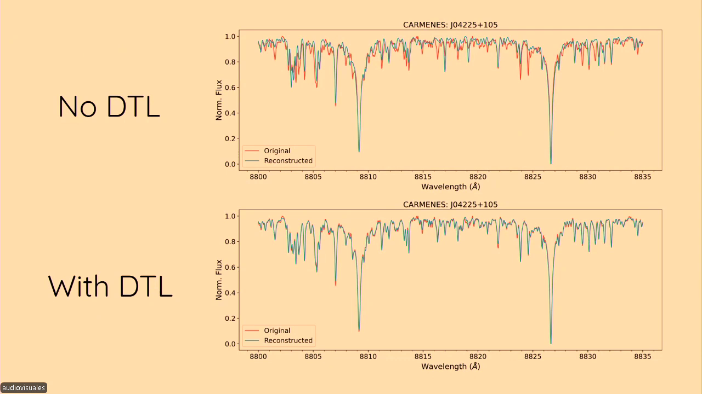And this is for you to see the importance of this step. Here you can see two examples of reconstructions for a real CARMENES spectrum. At the top, we can see the reconstruction with no deep transfer learning, before the transference of knowledge. And at the bottom, we can see the reconstruction after this transference of knowledge. You can see how the reconstruction is much more accurate after this transference of knowledge.